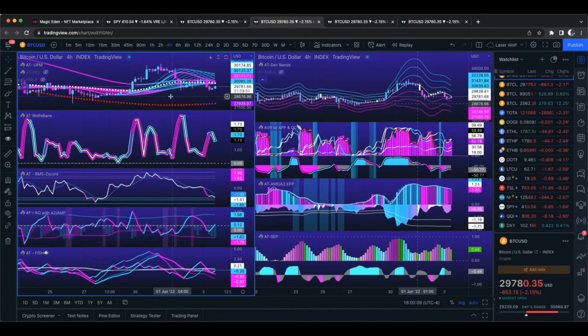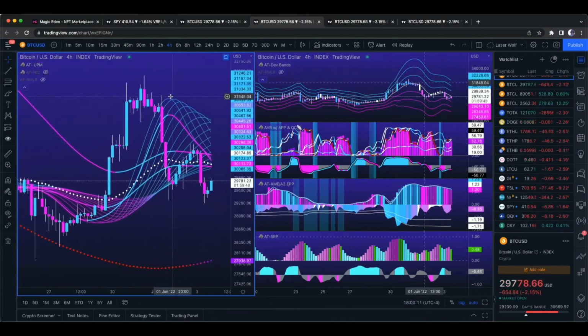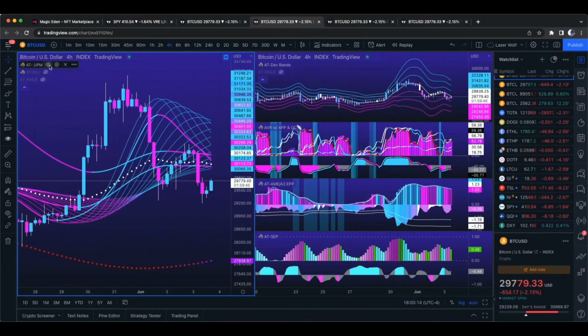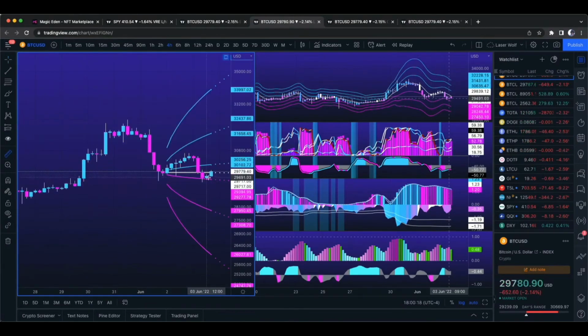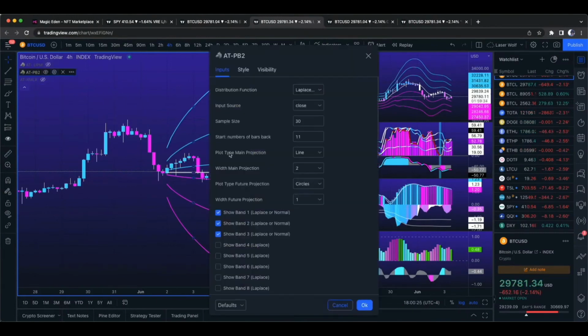So immediately, what I want to do is show you what I'm talking about. Let's turn off the UPM. Let's put on the PB2. Let me get my cute little measurement tool here. Boop. 15 bars, huh? Okay, bar master.